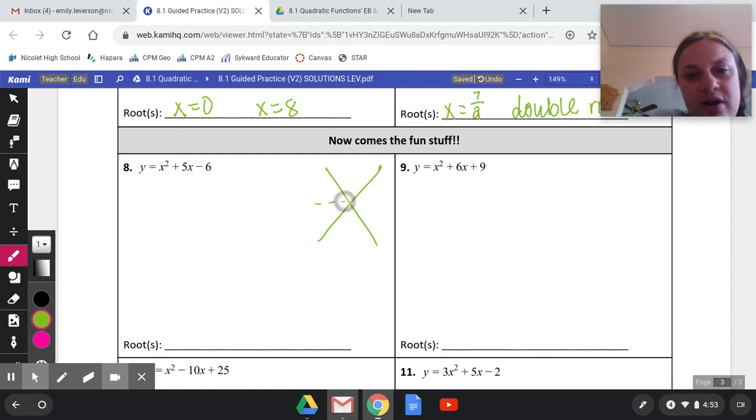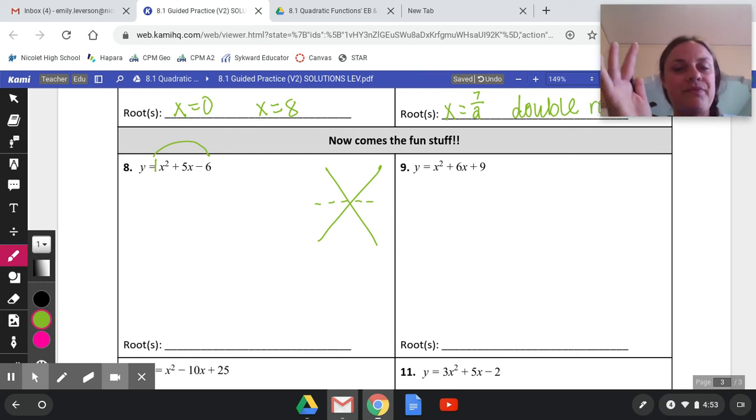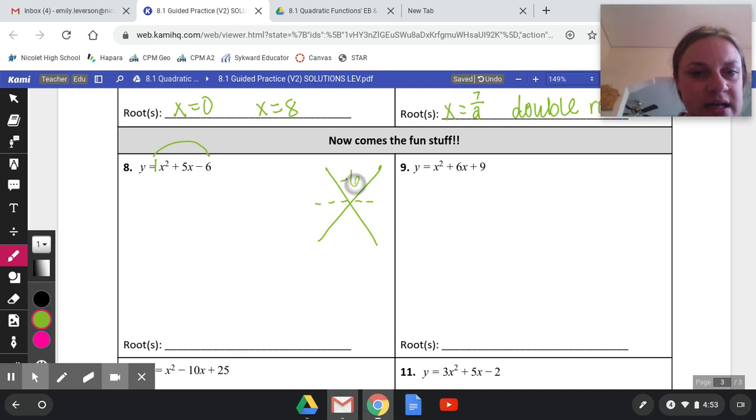Draw my X, draw my dashed line. My A value would be 1. All right, so multiply these two things. The first, my coefficient on x squared, and my last number, the constant. So 1 times -6 is -6. My middle term is that 5.